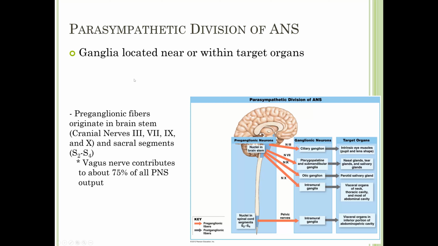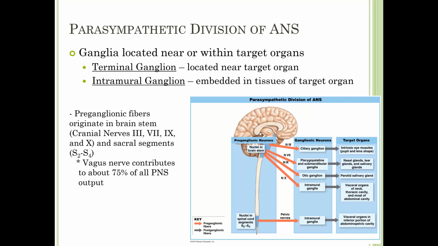So there are two primary types of ganglia. A terminal ganglion is located near a target organ. And your textbook gives a few examples like the ciliary ganglion, the submandibular ganglion, the otic ganglion. I'm not going to require you to know these names. Just know that a terminal ganglion is one that is located near the target organ. And then an intramural ganglion is one that is actually embedded inside of the tissues of the target organ. So, for example, the vagus nerve is going to go and communicate with a lot of different ganglia that are embedded inside the organs of the abdominal pelvic cavity.